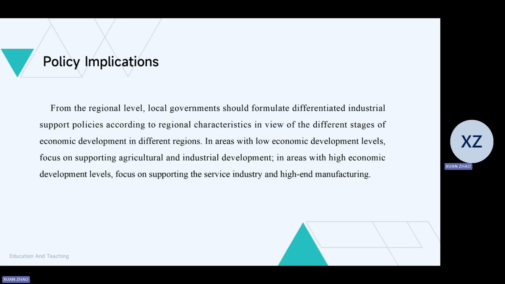For example, in areas with low economic development levels, the government should focus on supporting agricultural and industry development. However, in areas with high economic development levels, the government should focus on supporting the service industry and high-end manufacturing. This is because, just as the finding shows, as the quantile of GDP increases, the service industry has a stronger influence on GDP growth rate. So in areas with high economic development levels, they should focus on the service industry instead of agriculture. However, we should know that industry development is also important.